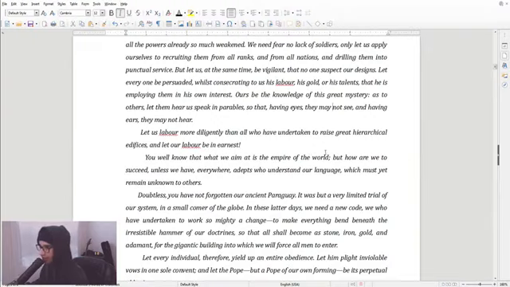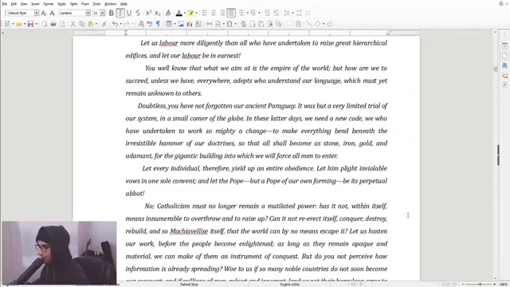In these latter days, we need a new code. We who have undertaken to work so mighty a change to make everything bend beneath the irresistible hammer of our doctrines, so that all shall become as stone, iron, gold, and adamant for the gigantic building, commune, reduction, internet, electricity, into which we will force all men to enter.